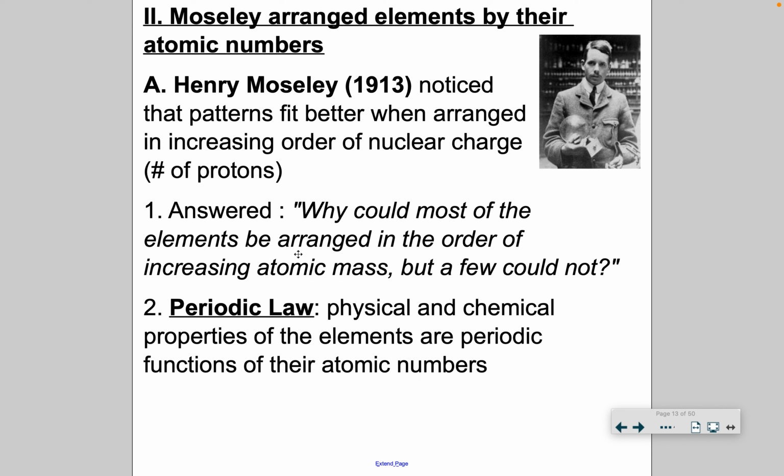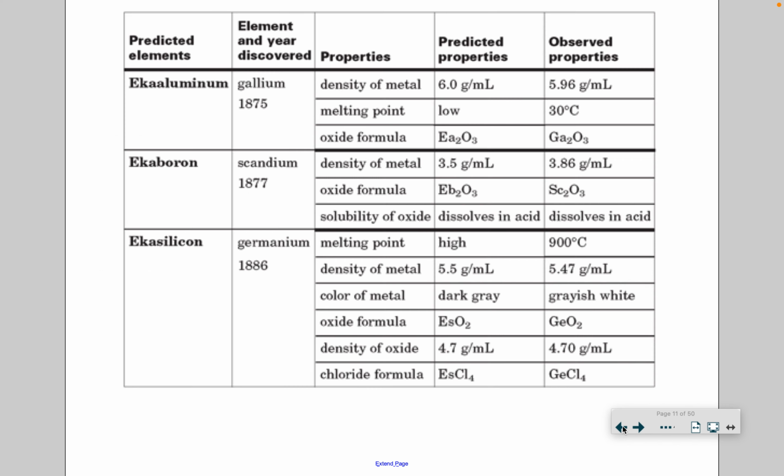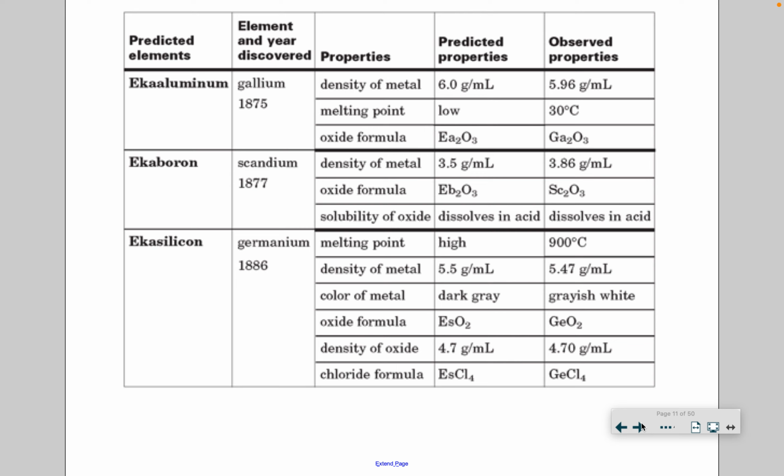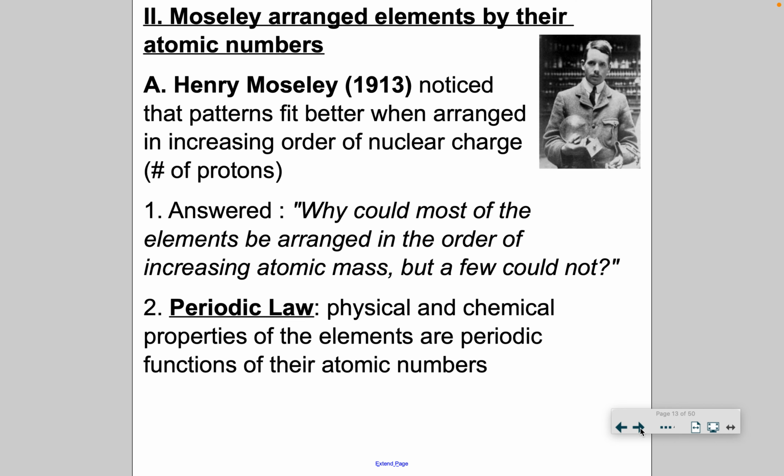So this answered the first question. Why can most of the elements be arranged in the order of increase in atomic mass, but a few cannot? Well, instead of doing it by mass, do it by the number of protons. So if I take a look at iron, it has 26 protons, cobalt has 27, and nickel has 28. Hey, that's way better than mass. Now we don't have that discrepancy if we just base the periodic table solely on mass. So this is called the periodic law: physical and chemical properties of the elements are periodic functions of their atomic numbers. So it's based on the number of protons that an element possesses.